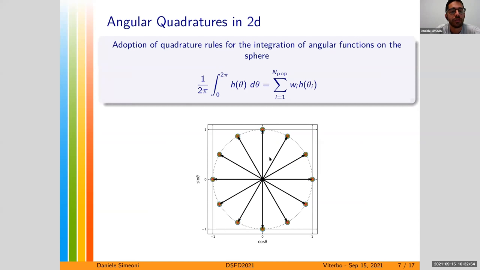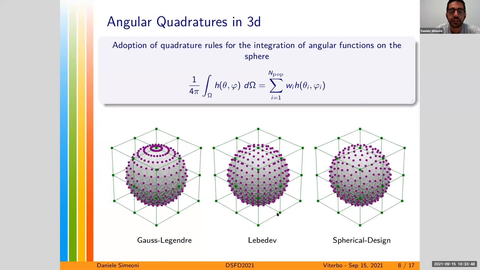In 2D, what we adopt are quadrature rules, and in 2D the work is quite easy. What you want to do is to integrate some functions of an angle over the circle, and you can do this by subdividing your circle into equally spaced angles. Provided that you keep enough angles, you are going to recover exactly your integrals as discrete sums. The different colors here represent the different energies for the microscopic particles, the microscopic momenta.